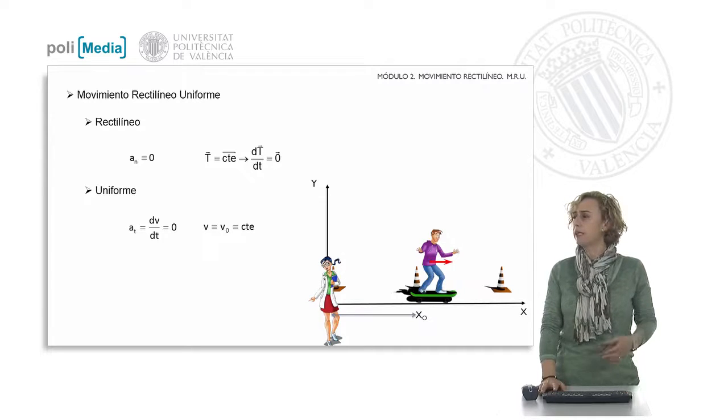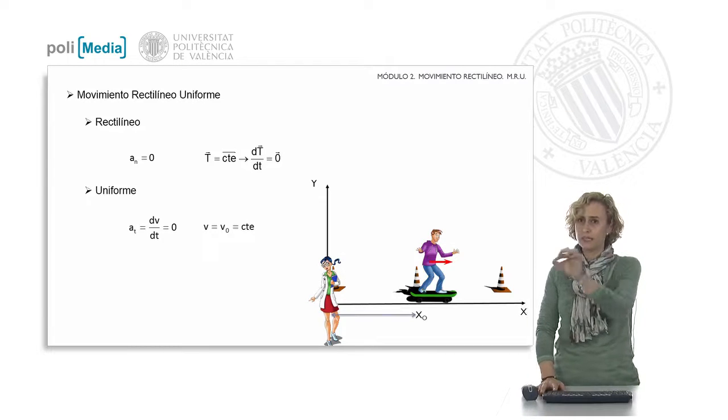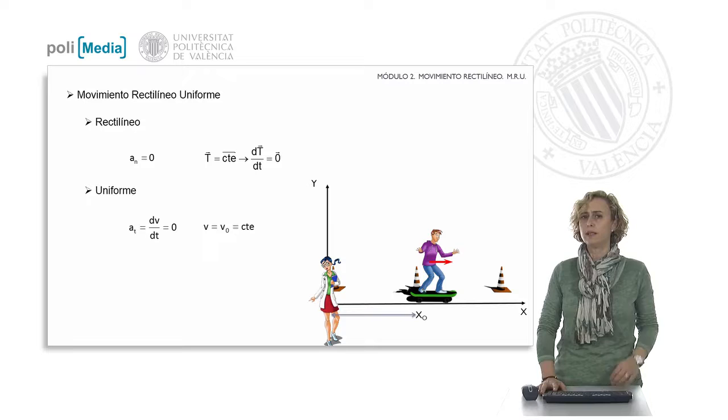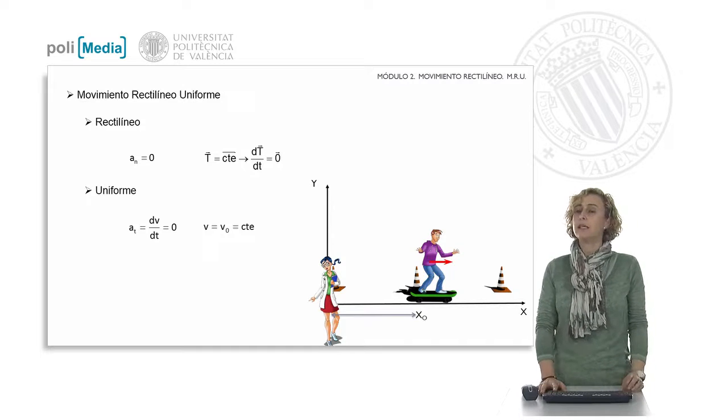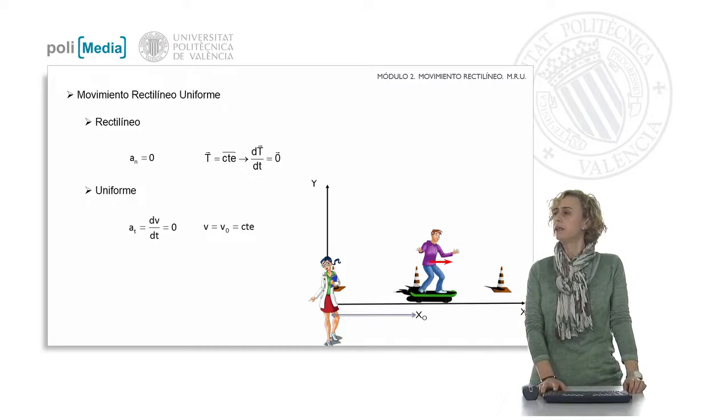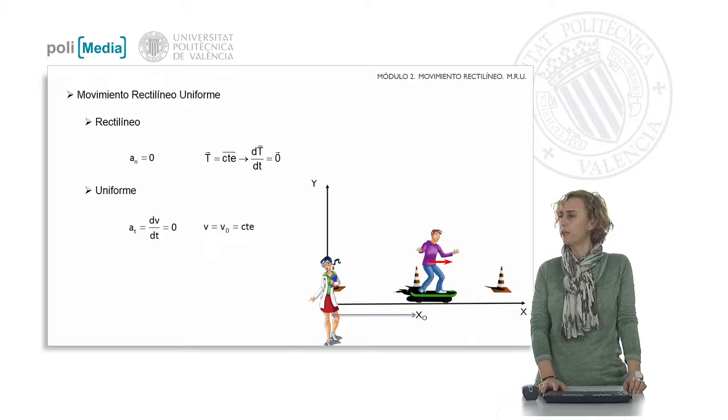sense. We are going to choose as J's direction of motion the x-axis. Initially, it is in the position x sub 0, and it moves in the positive sense of this axis. Being rectilinear, the normal acceleration is 0, and being uniform and having constant velocity, the tangential acceleration will also be 0.